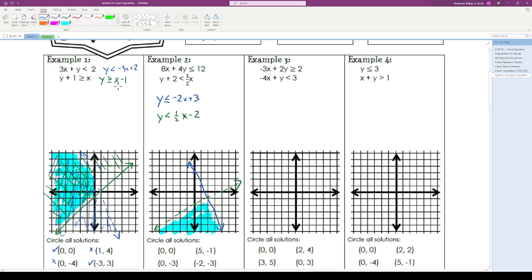Next one we need to rearrange again. We get 2y is greater than or equal to 3x plus 2 by adding 3x to both sides. And then if we divide everything by 2, we get y is greater than or equal to 3/2 x plus 1. Our green function here, we're going to move the 4x to the other side and get y is less than 4x plus 3. Let's graph those two.